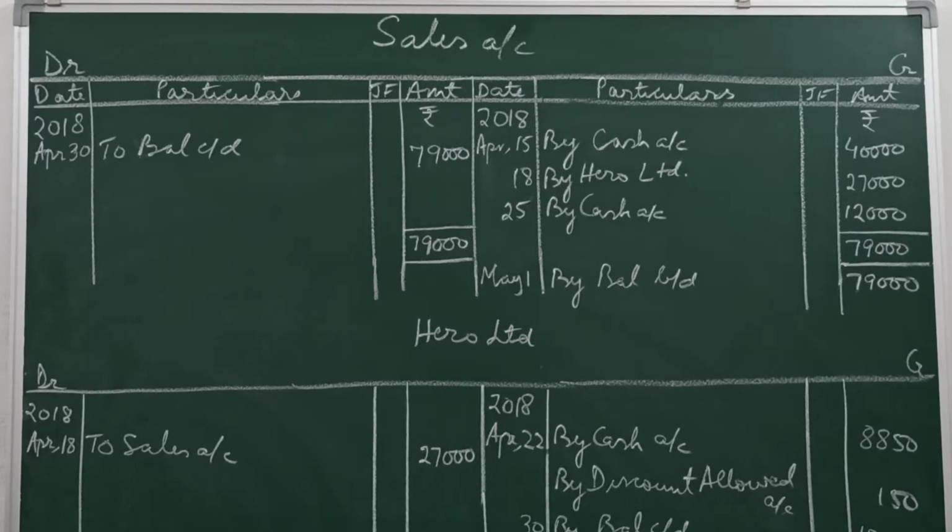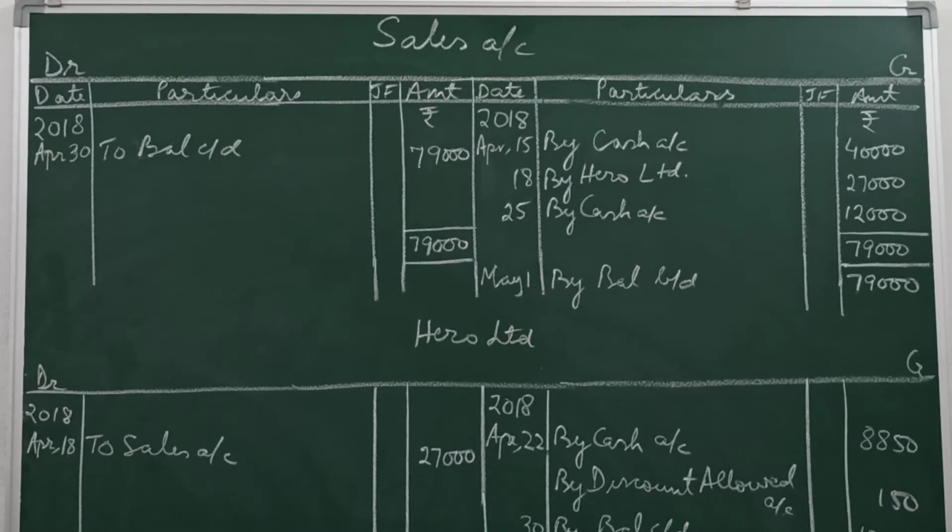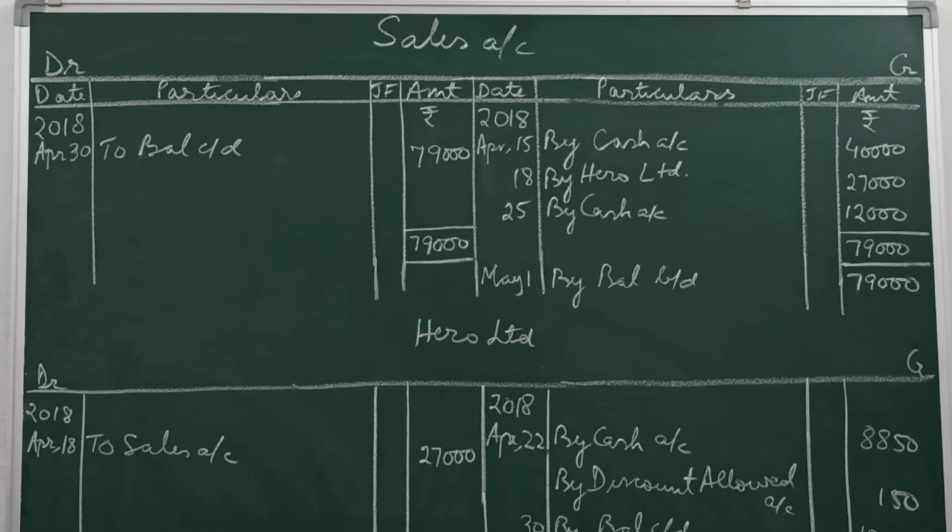On 18th you have a credit transaction, again credit all incomes and gains, so you will post on the credit side in sales account. In the debit you have Hero Limited, so you will write 18th date first, posting will be by Hero Limited and the amount being 27,000. Then on 25th you have a cash transaction, again credit all incomes and gains, so posting will be on the credit side, it's in cash, so the posting will be on 25th by cash account 12,000.